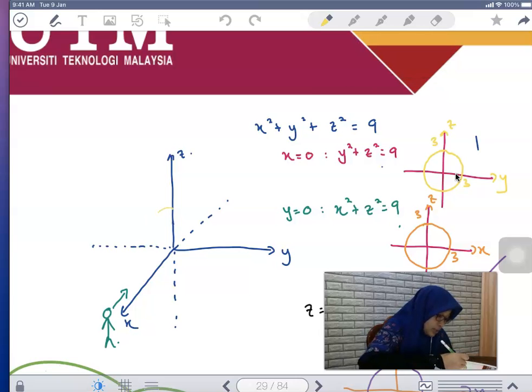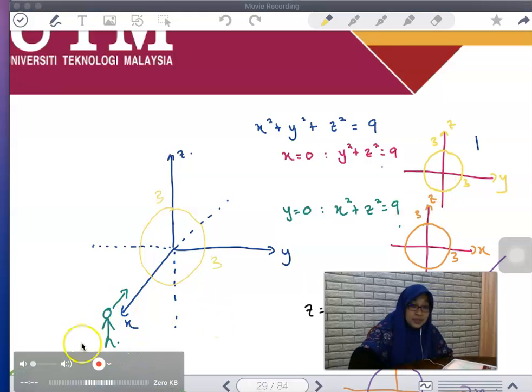So I draw the yellow circle. So at Z it is 3. On Y it is 3. So you can see from this side. Okay, imagine now you are over here.